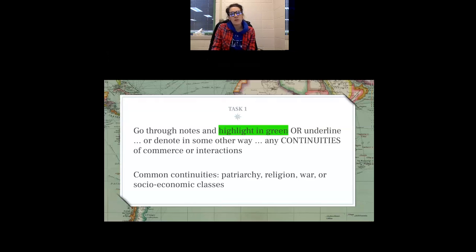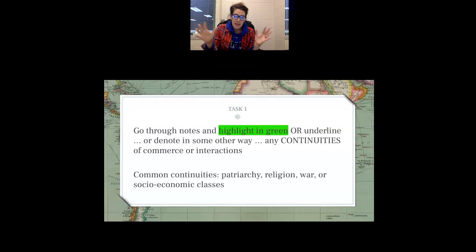And so I gave you some hints here of things that we generally say are continuities whenever you are answering an LEQ that has to do with this. Patriarchy, continuity since the beginnings of time. Religion, usually when we talk about specific religions in a place, it could be that that religion has been there forever, or it could be a change in terms that religion is something new. So that's one, but we can look at war. Good golly, there's always wars going on. So, I mean, that could be another continuity. And then socioeconomic classes are really this idea of a certain group of people being at a disadvantage.